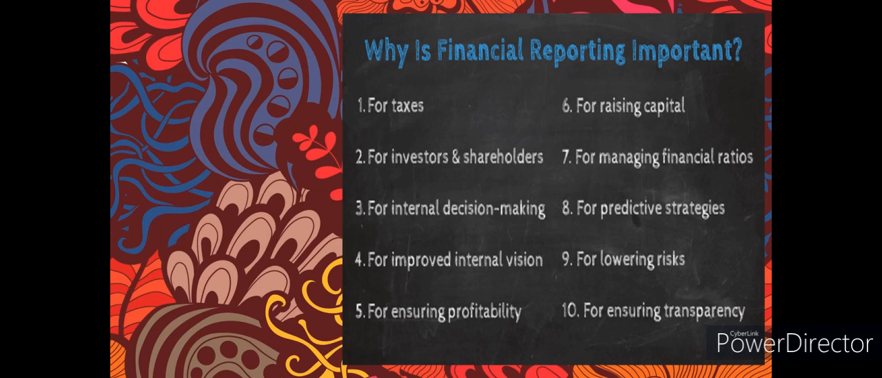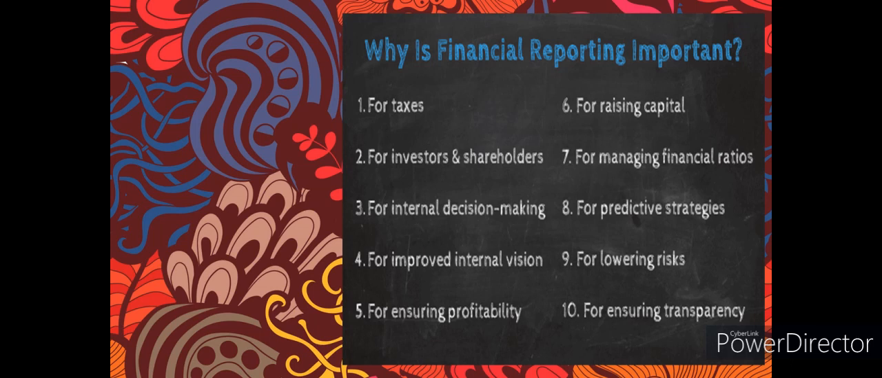So this financial reporting will help them to make a decision whether to invest in our company or not. Next is internal decision making. As financial reporting comprises everything regarding the financial position of a company, by making that financial reporting we will be able to decide where we are lagging and where we are doing good. That will be very helpful for the management of the company to take a decision.